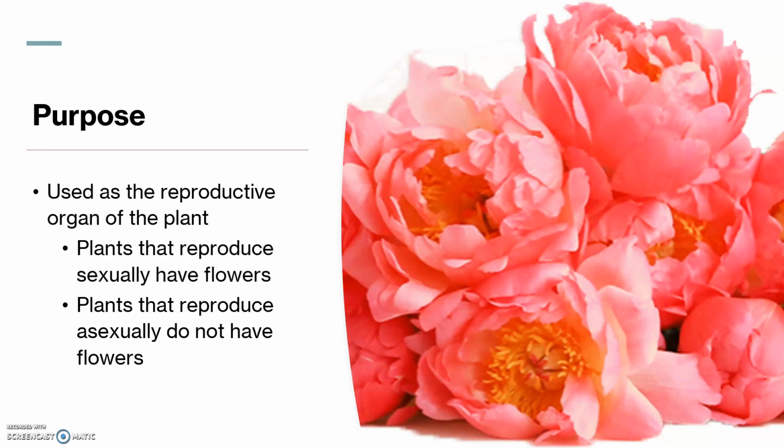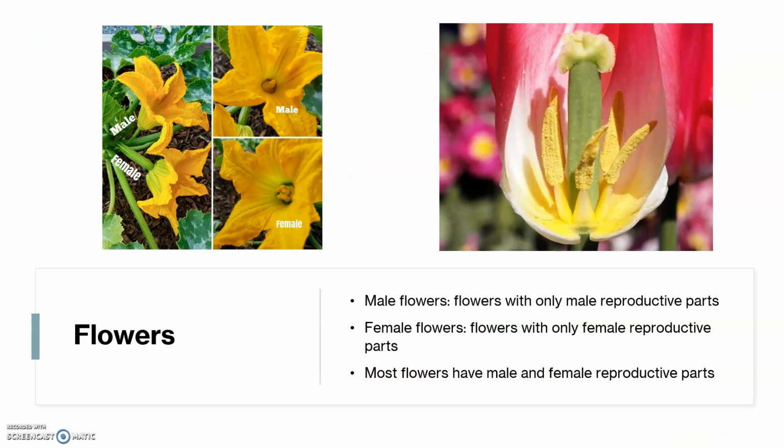Plants that reproduce sexually have flowers, whether they are traditional or non-traditional flowers. Plants that reproduce asexually do not have flowers. There are male flowers, which are flowers with only male reproductive parts. There are also female flowers, which are flowers with only female reproductive parts. However, most flowers have both male and female reproductive parts.